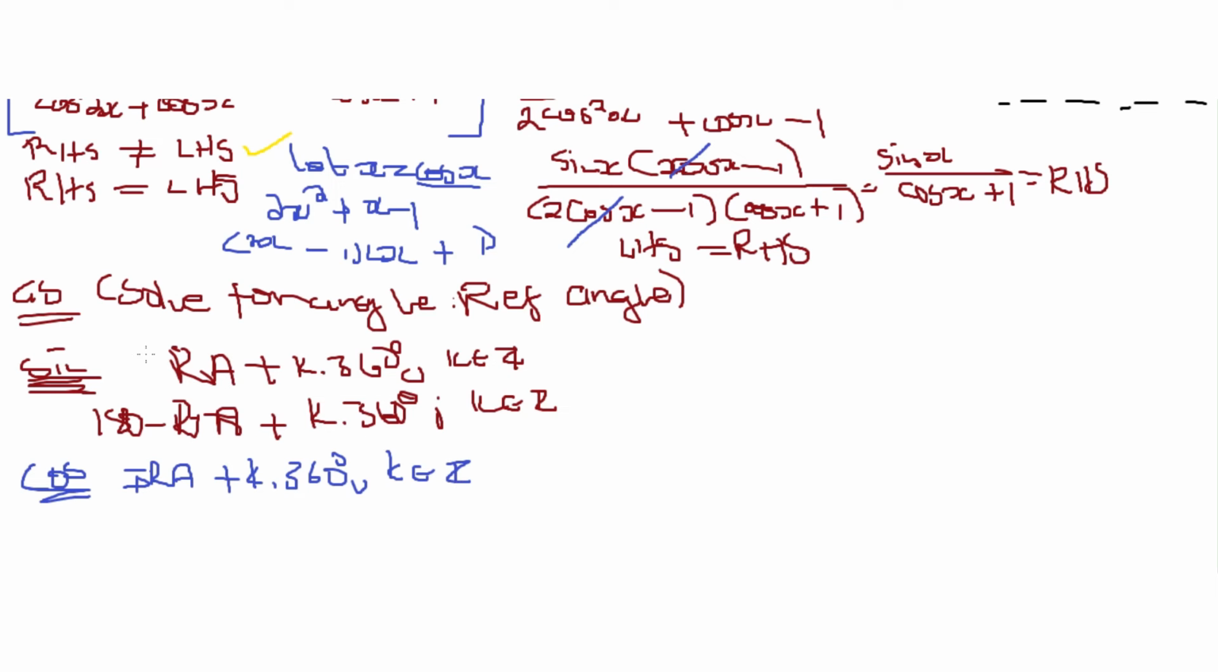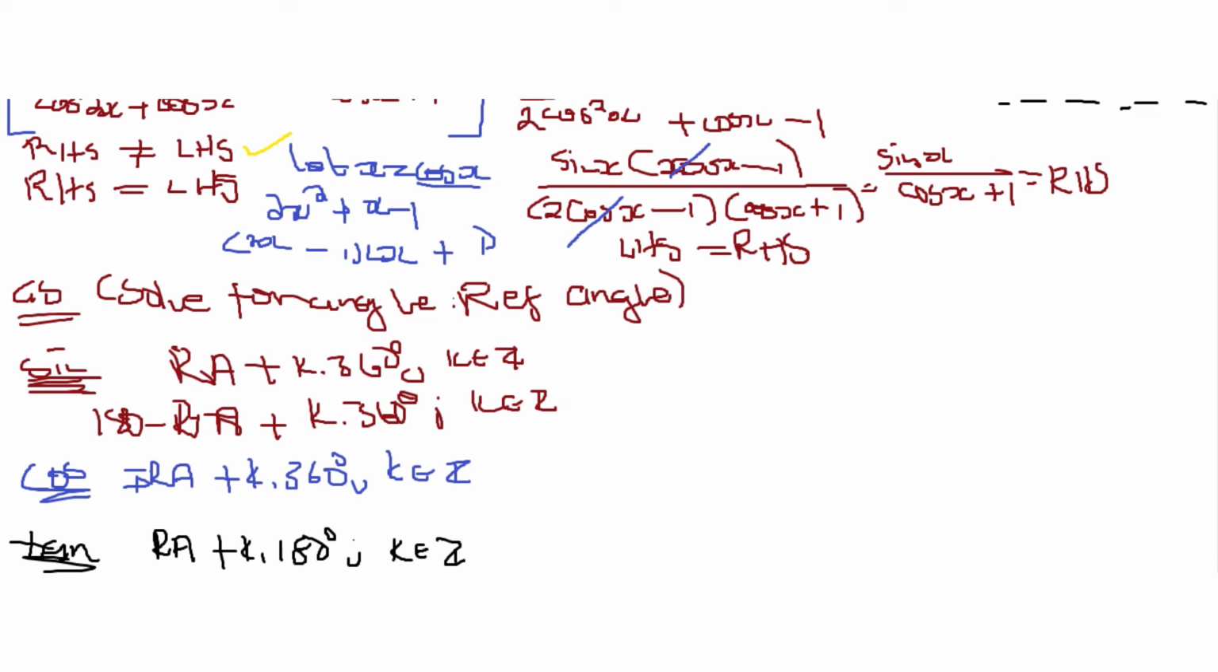So you see you have 2 answers for sine, you have 2 for cos. And then for tan, you only have one, whereby it's the reference angle plus k times 180 degrees, no longer 360, because with a tan function you have asymptotes.